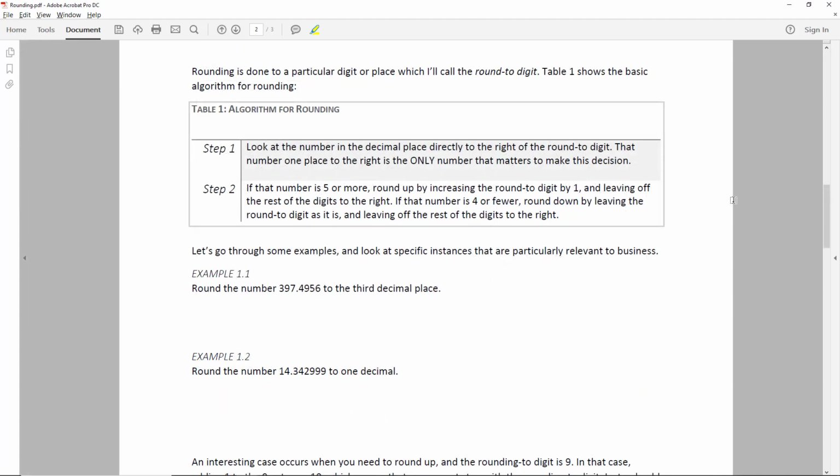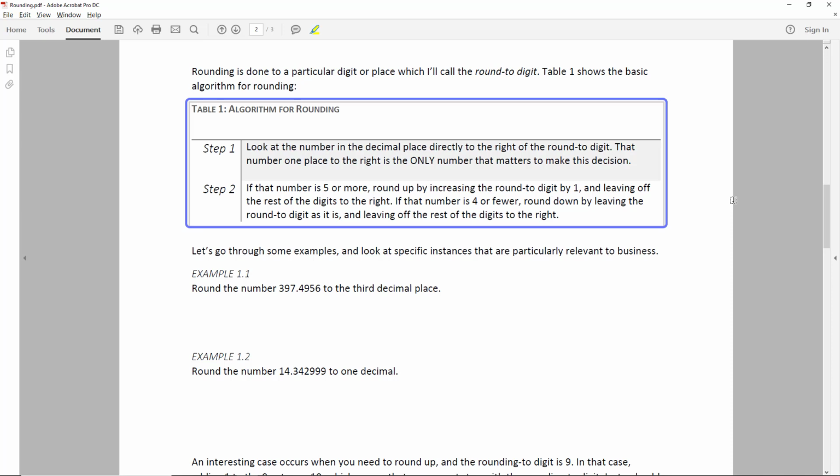Now, rounding is done to a particular digit or decimal place, which I will be calling the round-to digit. So if we're supposed to round to the 3rd decimal place, that 3rd decimal place is the round-to digit. Table 1 shows the basic algorithm for rounding. It will suffice for most of the times that you have to round. And we will go over some modifications and wrinkles in the application as we go.